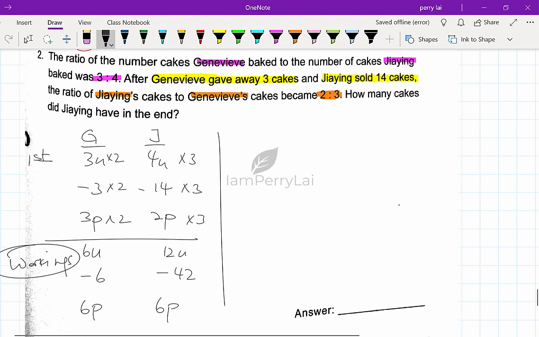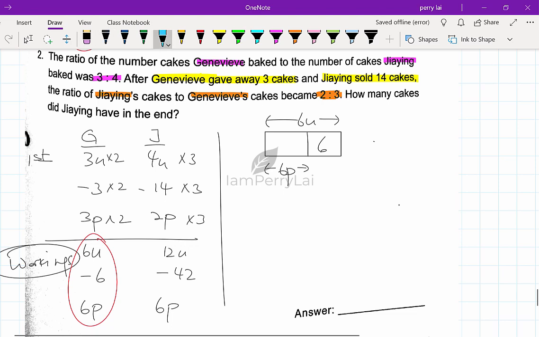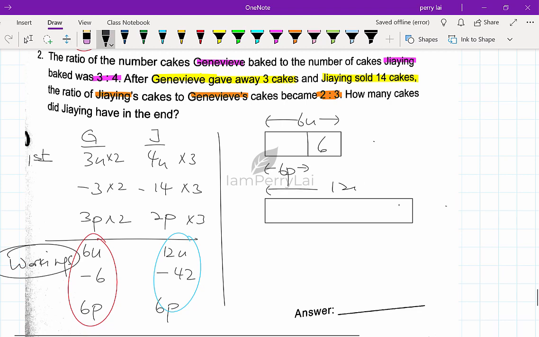Okay, so 6p. Now we got a subtraction going on here. So the 6p is 6 units minus 6, that gives you a 6p. So we're going to start with the 6 units, to subtract that 6, and it ends up with 6p. That's what 6p is. And then on the right hand side, this 6p looks different. It's 12 units minus 42, so which means it's going to be a little longer, 12 units. Taking away 42 to give you 6p, so 6p still has to be the same length as the one above.